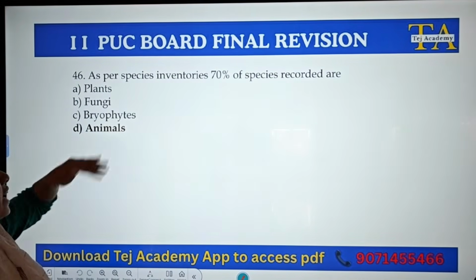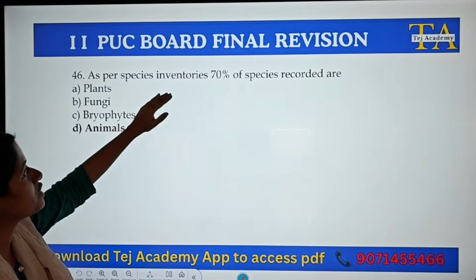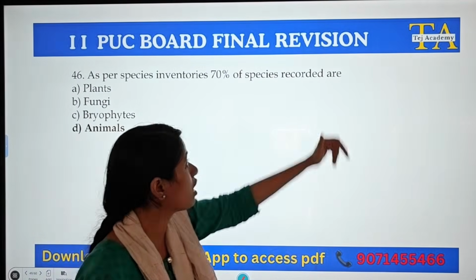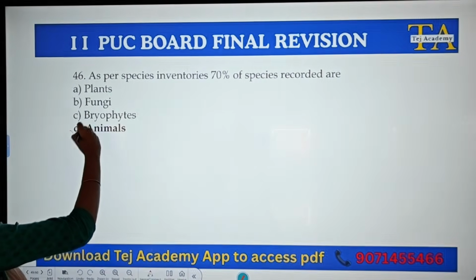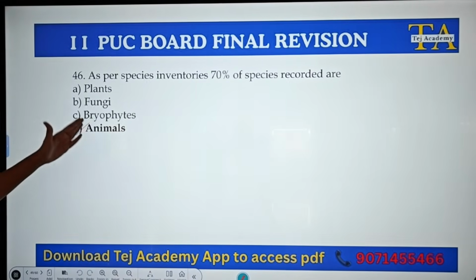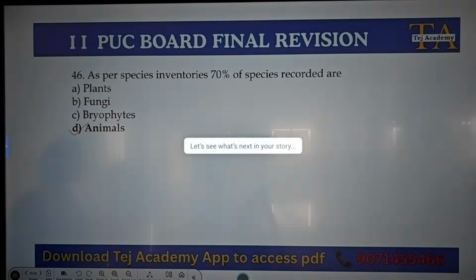Next question is, as per species inventories, 70% of species recorded are. Answer is animals. Then the remaining percentage belongs to plants and other organisms.